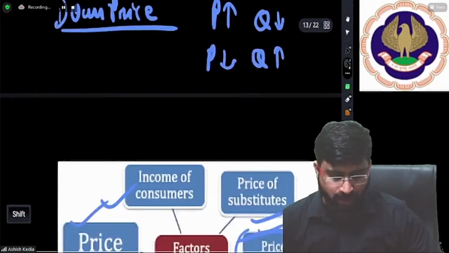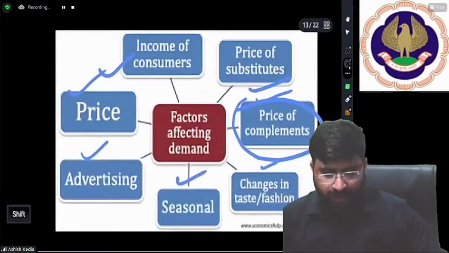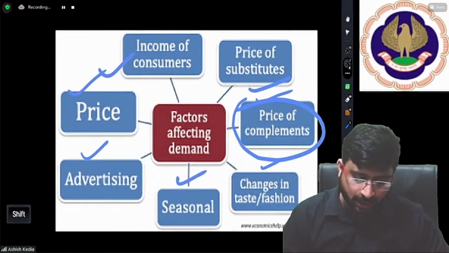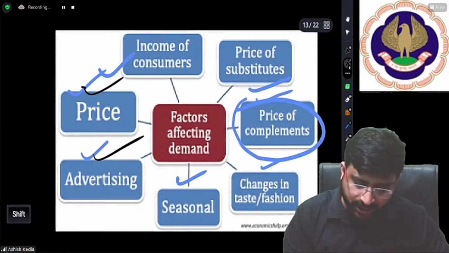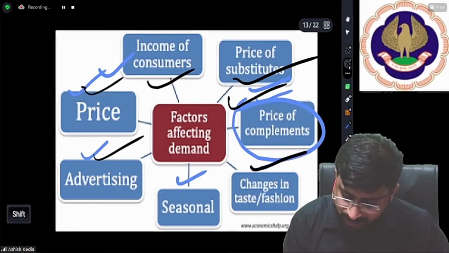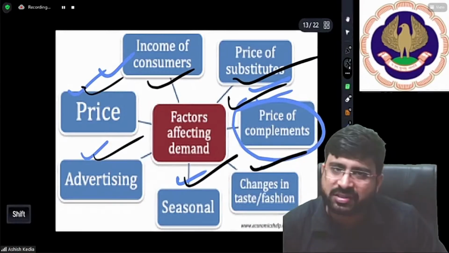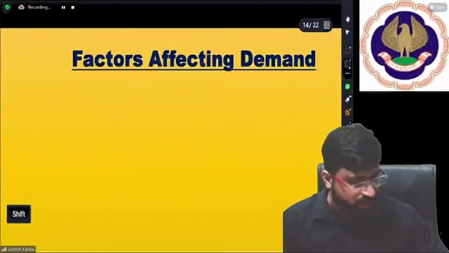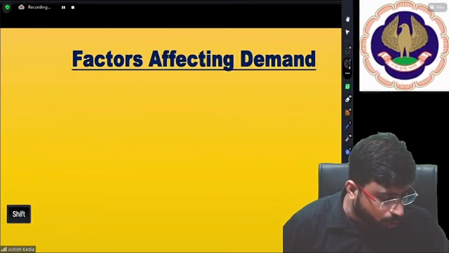Yes. Factors affecting demand. All right. Let's discuss each one of them. So there was own price of the commodity, advertising, income of consumer, price of substitutes, price of complements, change in tastes and preferences, and seasonal nature of commodity. Let's talk about each one in detail. I believe all of us are ready.